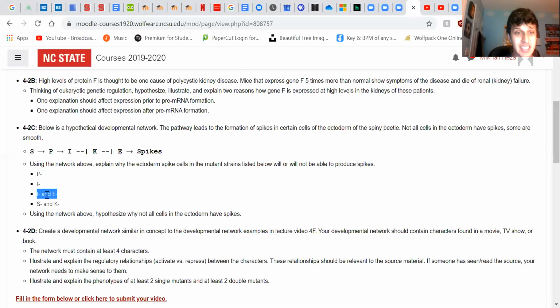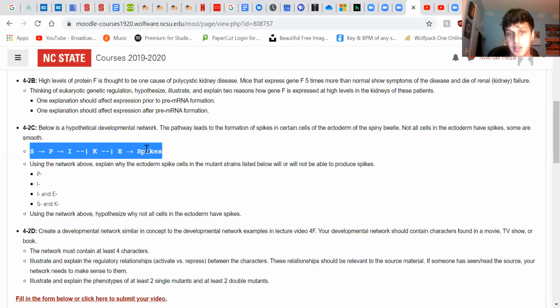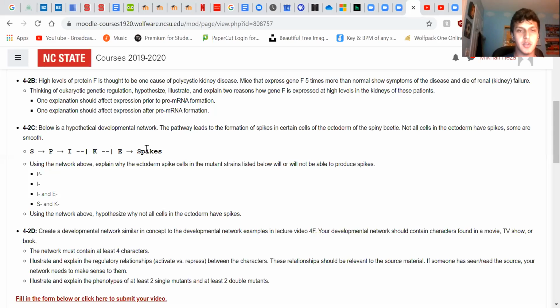Now with I and E, you go along I, and that doesn't work. We've already established that in the previous problem. But with E, you see that you actually end up with a pathway that leads to the formation of spikes within the cell of the ectoderm. And so you will be able to produce spikes with E, but not with I. Now with S and K, it's again similar scenarios. You start with S, you go along your path, you go to P, you go to I, and then you end up blocked. And with K, it's just a straight block right there. And that way, you don't end up with any spikes.